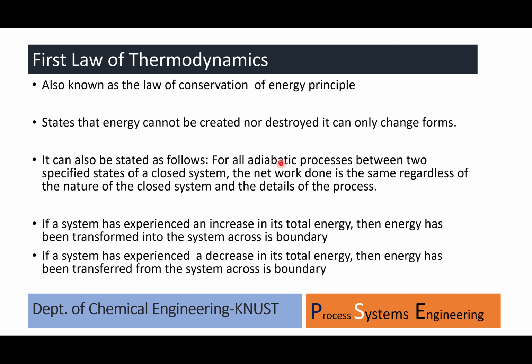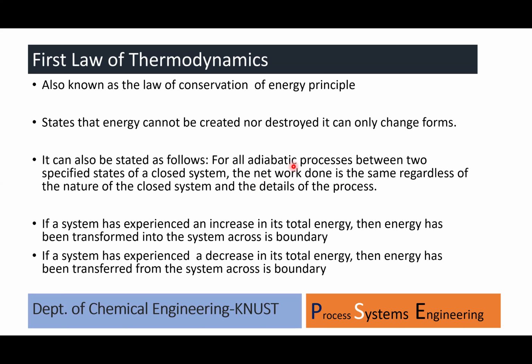Right. So we are saying that if it's an adiabatic process, there's not going to be any transfer of heat between the system and the surroundings. And then we are having two different states. So it means that the system is moving from one state to another in a closed system. Then the amount of work that is going to be done at the end of the day is going to be the same, irrespective of the process that occurs. If it's not the same, then it means that there was some kind of energy coming from somewhere else.